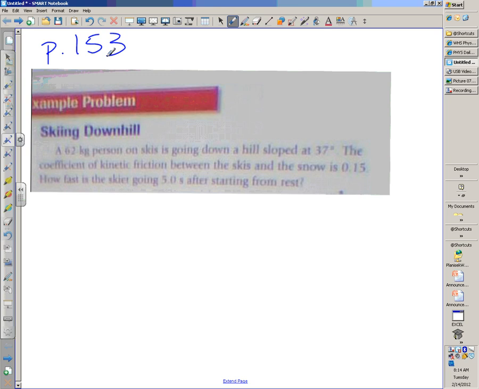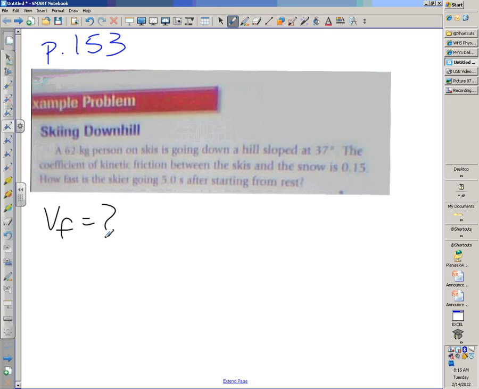So, first things first, right? What are we looking for here? Let's start with that. We're looking for velocity. Which velocity, more specifically? If it says 5 seconds after starting from rest, which velocity are we looking for? We're looking for final velocity. That is our unknown in this problem.